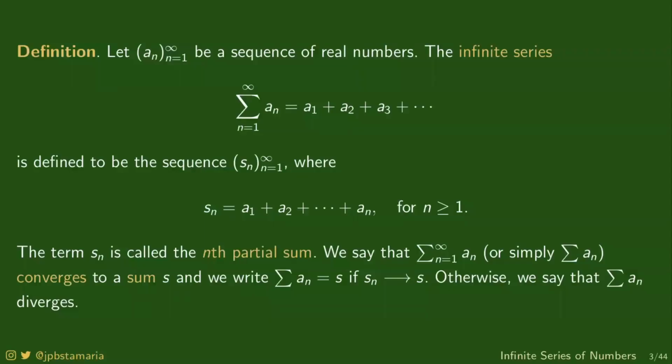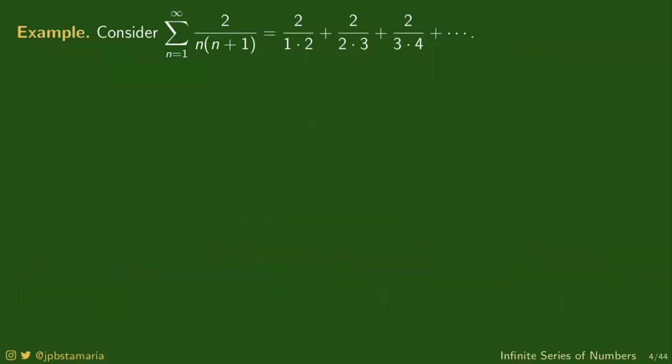So let's go back to our slide and consider this example. Let us say that you are considering the infinite series as shown on the blackboard. The first term was obtained by letting n be 1. When n is 1, it is this. When n is 2, it is this. When n is 3, it is this.